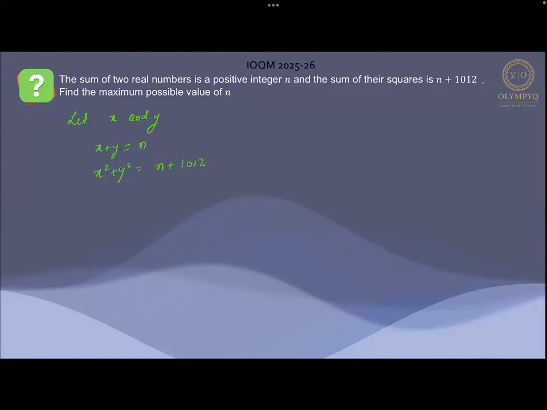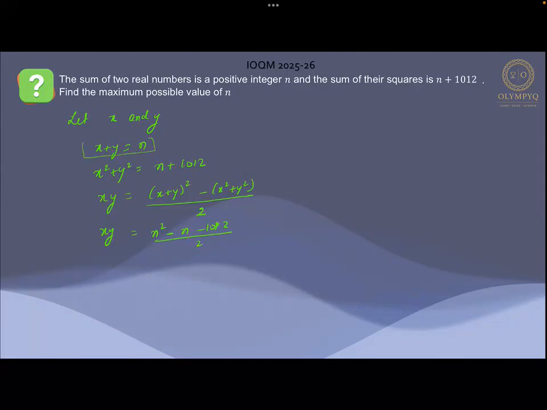Now from here, I can find the value of xy. xy is equal to (x plus y) whole square minus (x square plus y square), divided by 2. So xy is equal to n square minus n minus 1012, divided by 2. This is the product xy we got.